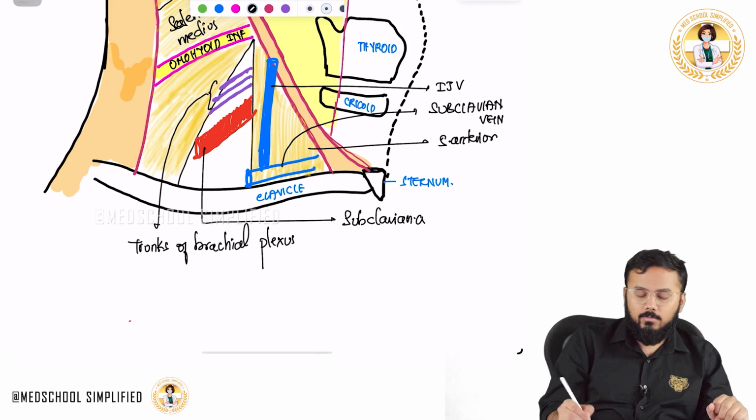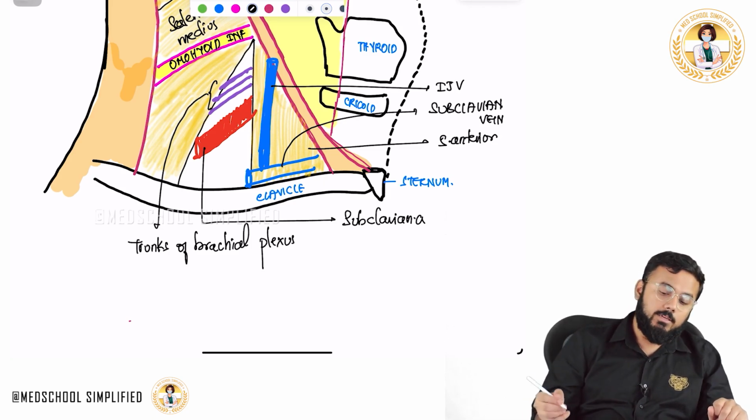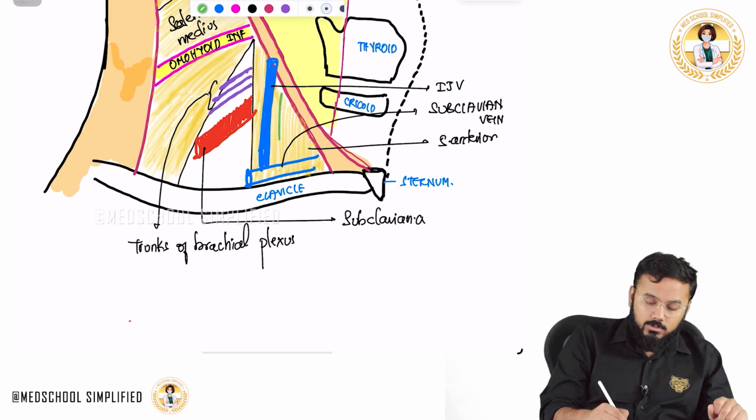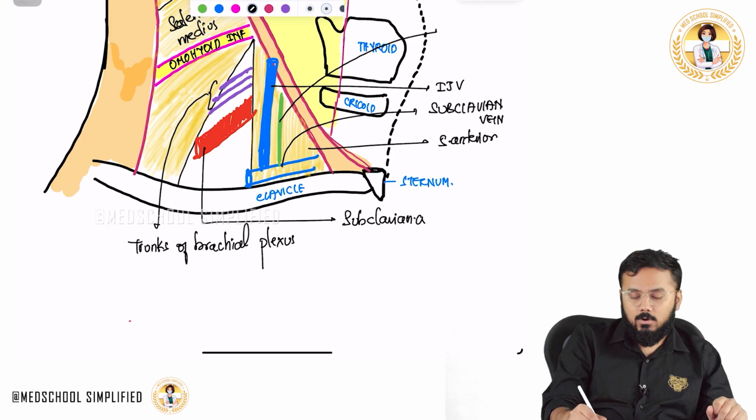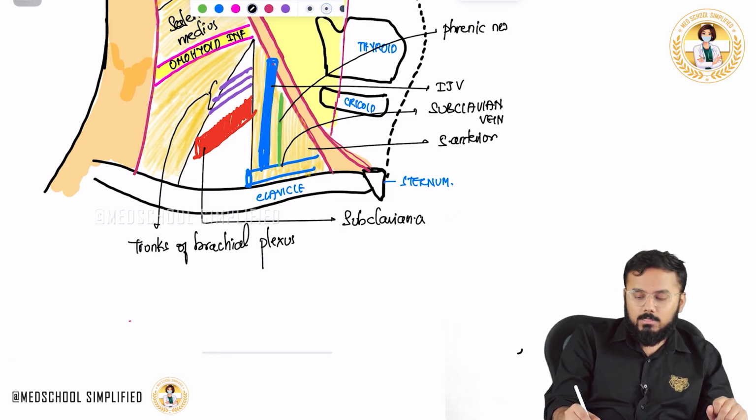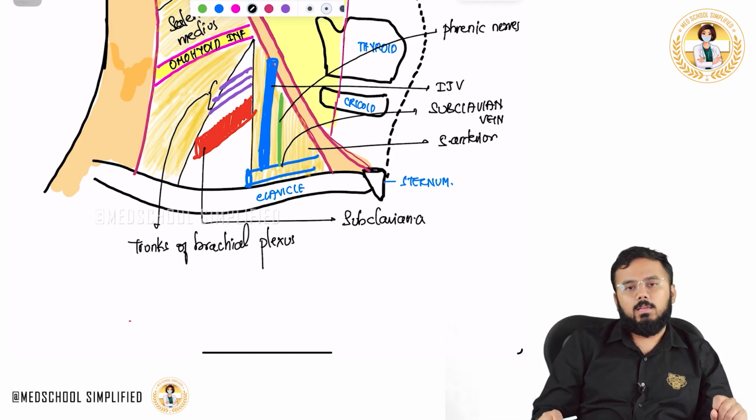Subclavian vein. Now along with this there should be some nerve also. You see this green color line which I am drawing now, this will represent the nerve. So what is the nerve that is present here? These are called your phrenic nerves.